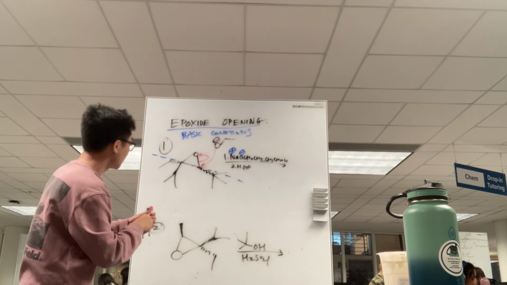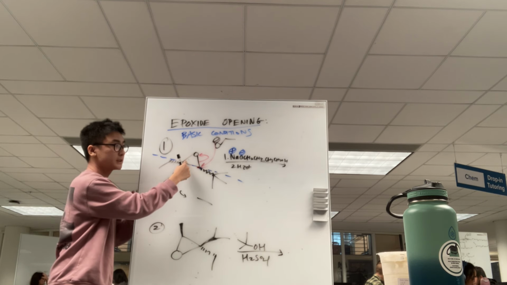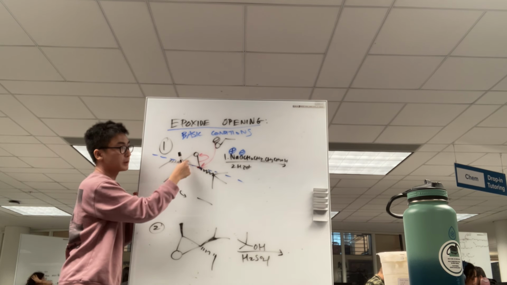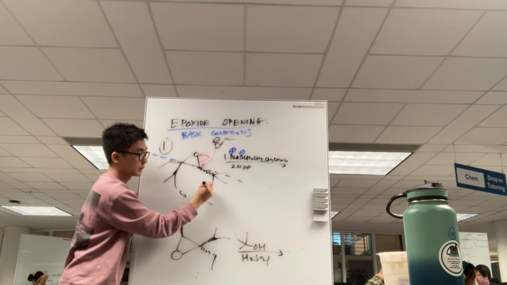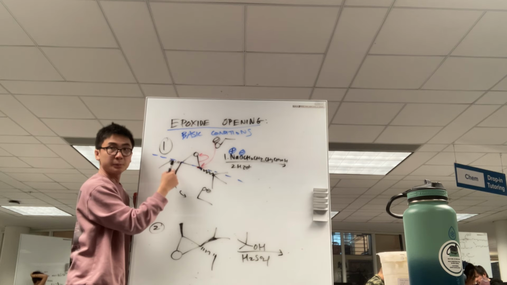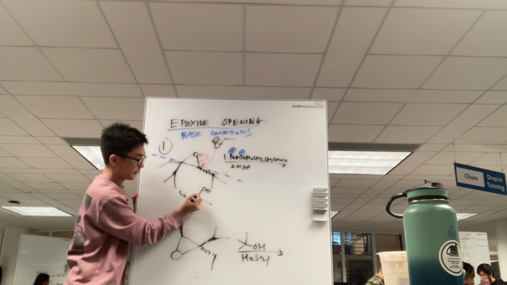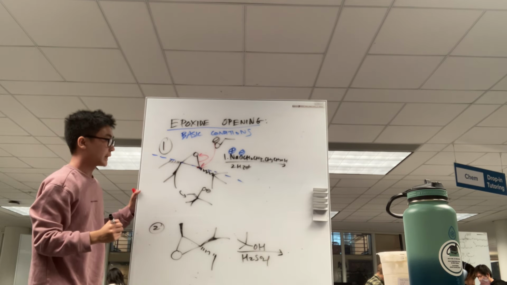Right, so let's say we have this. This bond here stays untouched because nothing attacked that carbon. This bond here stays up. And this will be negatively charged because this oxygen gained a pair of electrons. Copy and paste the wedge and dash over here.